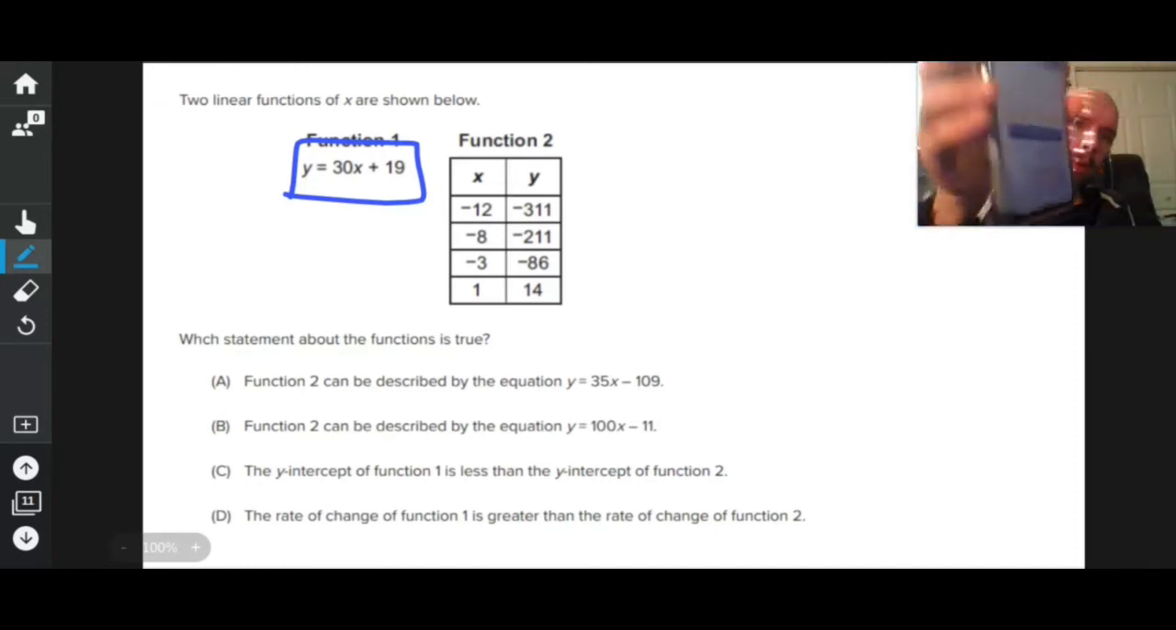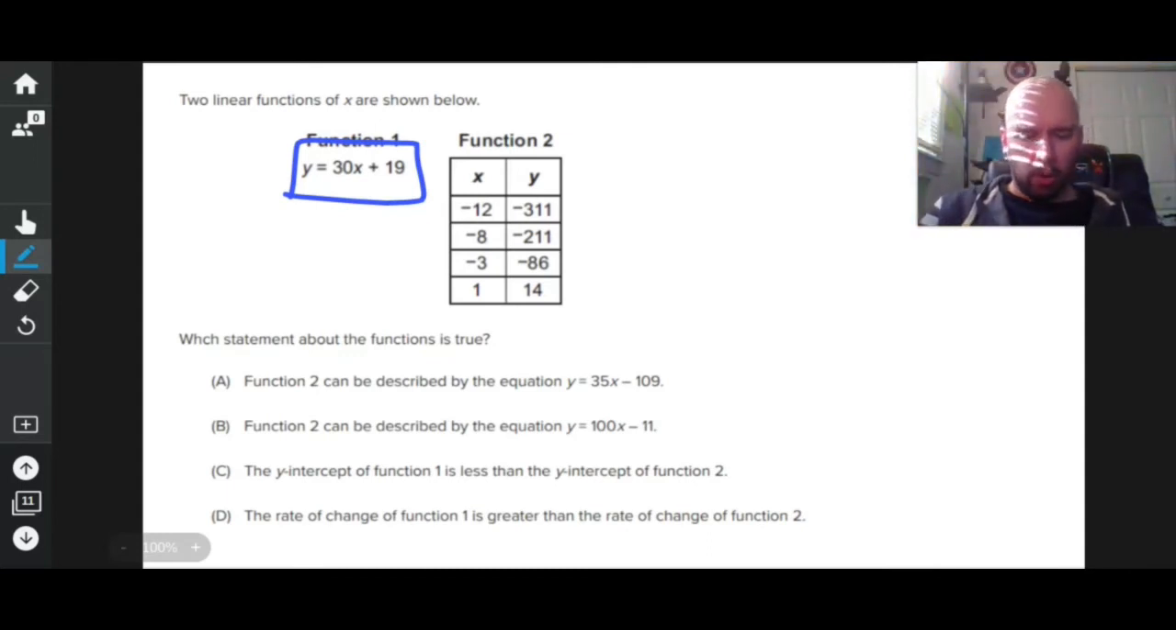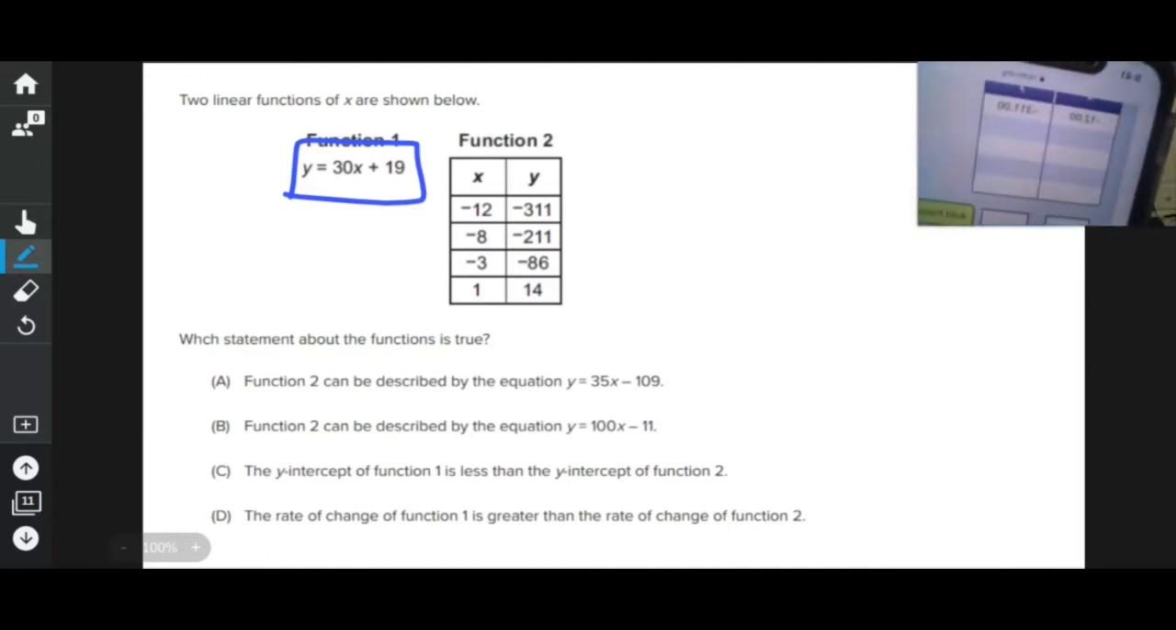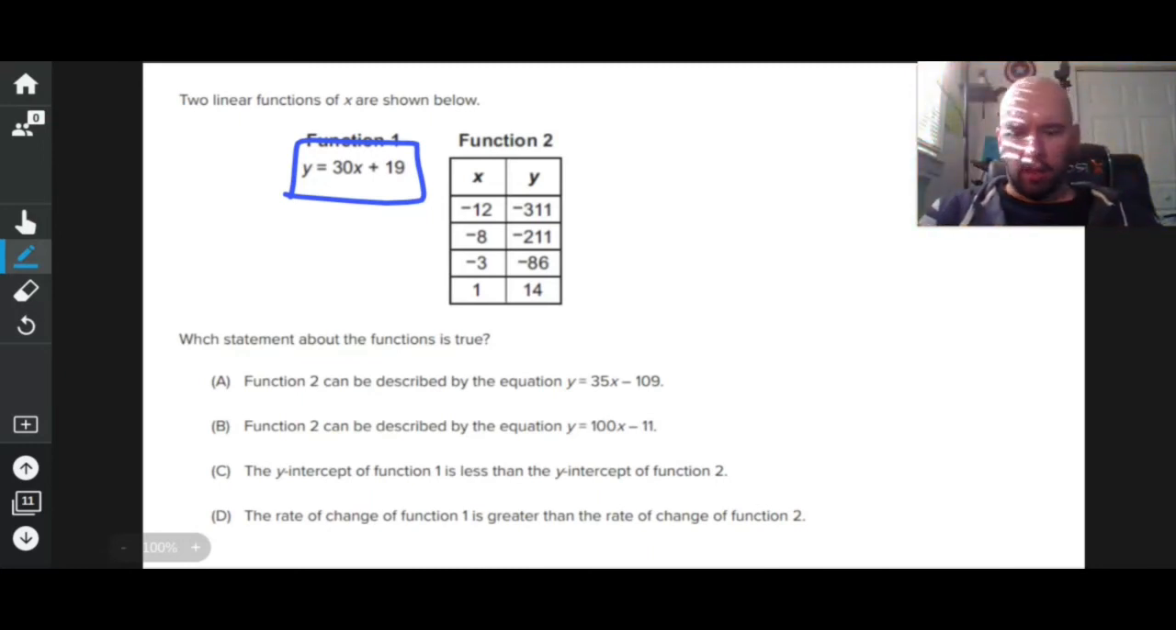Look at that. If I scroll down, look at that. I don't know if it's backwards for you or not, but I'm going to type in those points. Negative 12, negative 311. Add point. On my screen, it shows up as backwards, so it might show up as backwards for you. I'm not sure. But you get the idea.